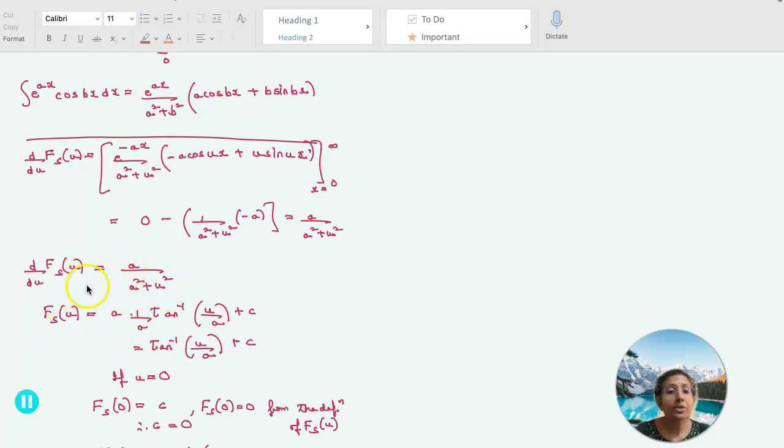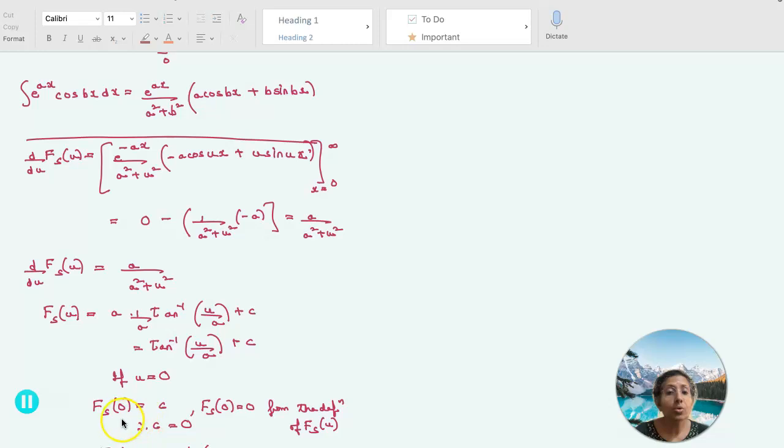So what will be Fs(u)? It will be the integral of this with respect to u. It is a into 1 by a tan inverse u by a plus c. So this is just tan inverse u by a plus c.